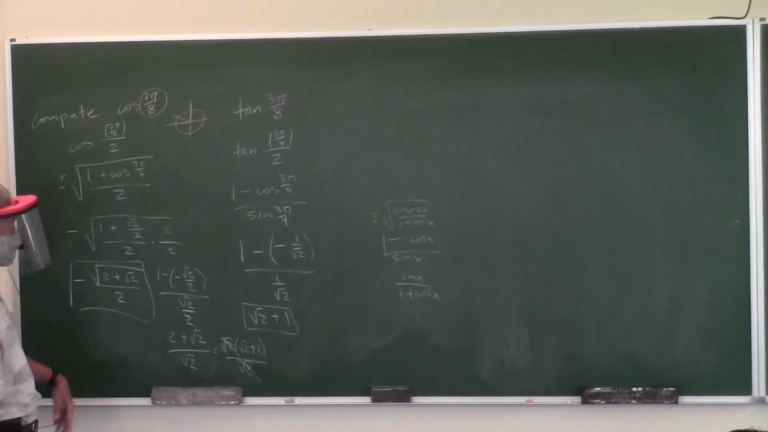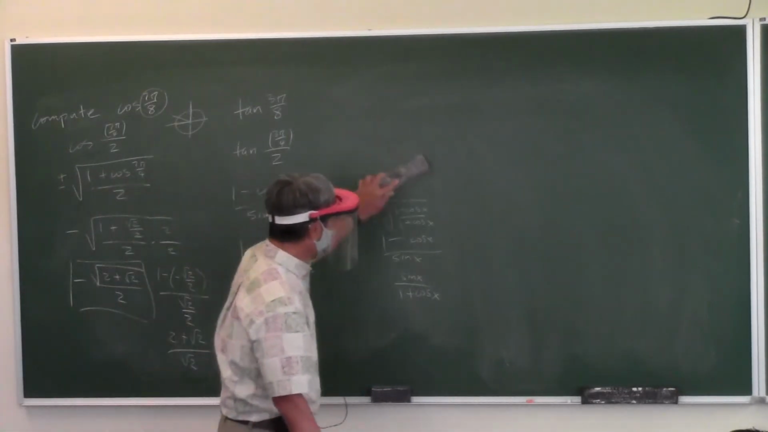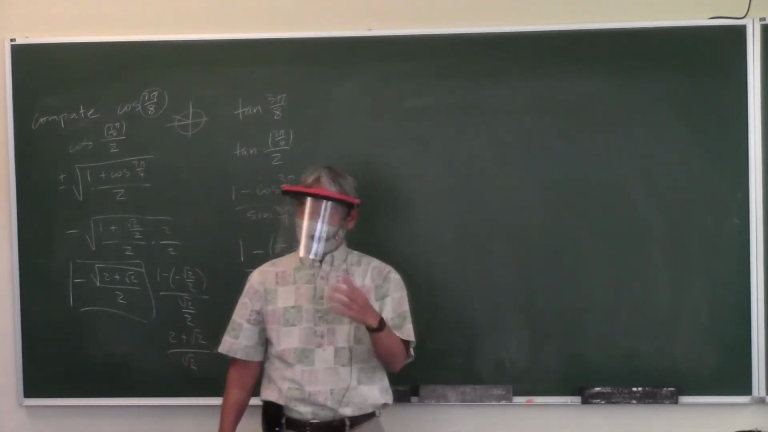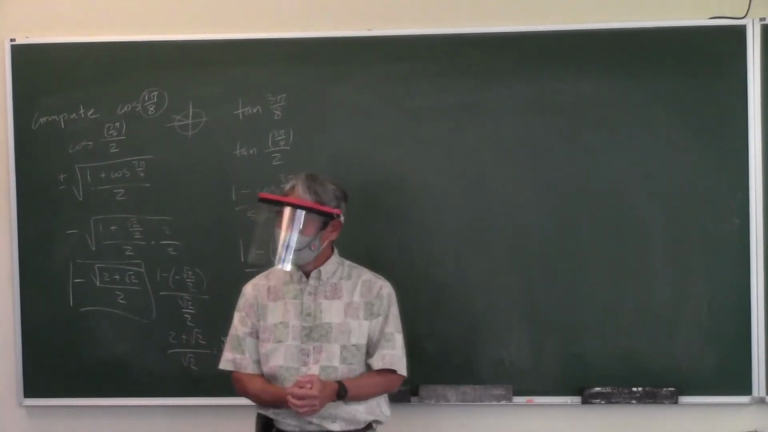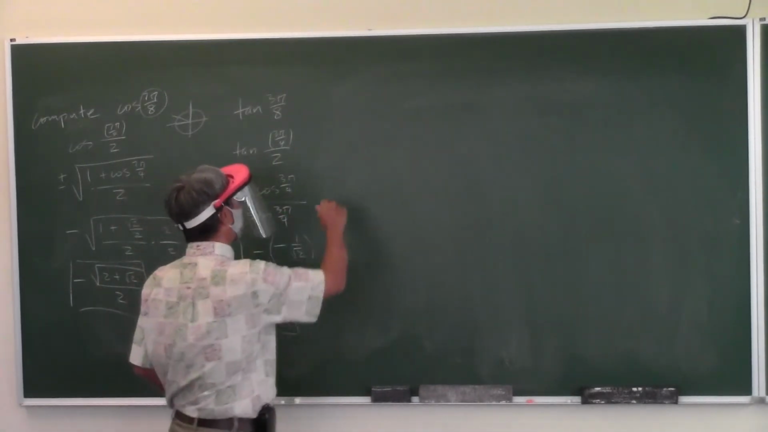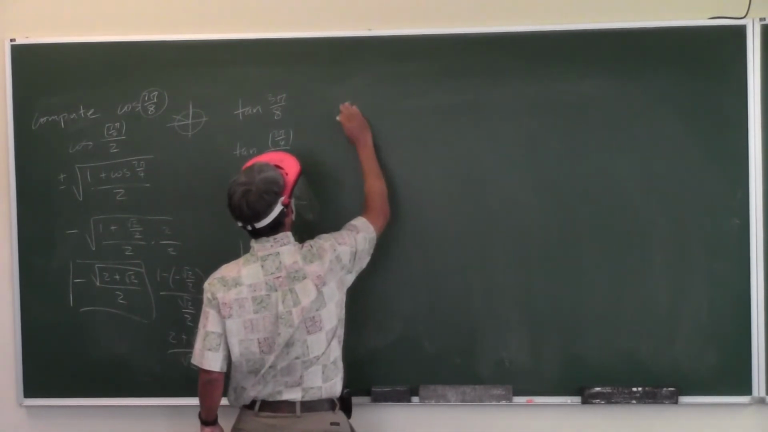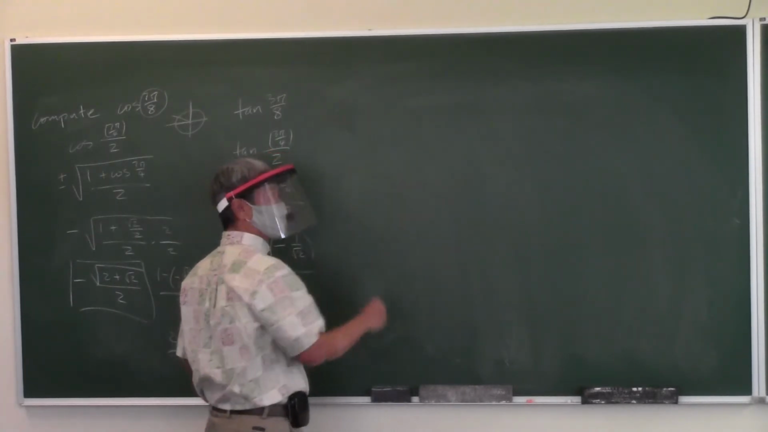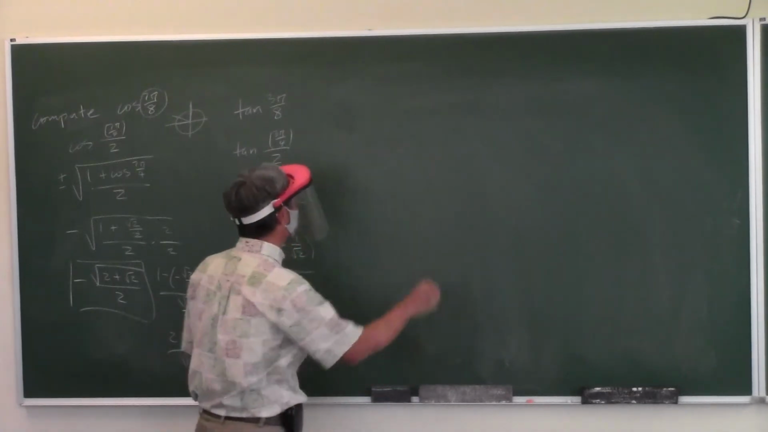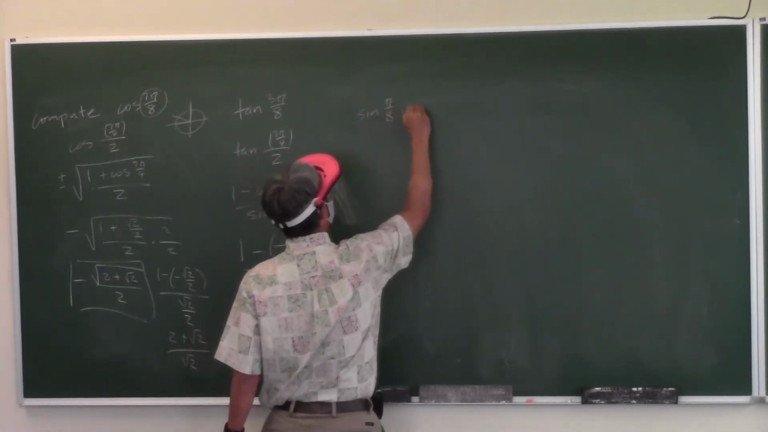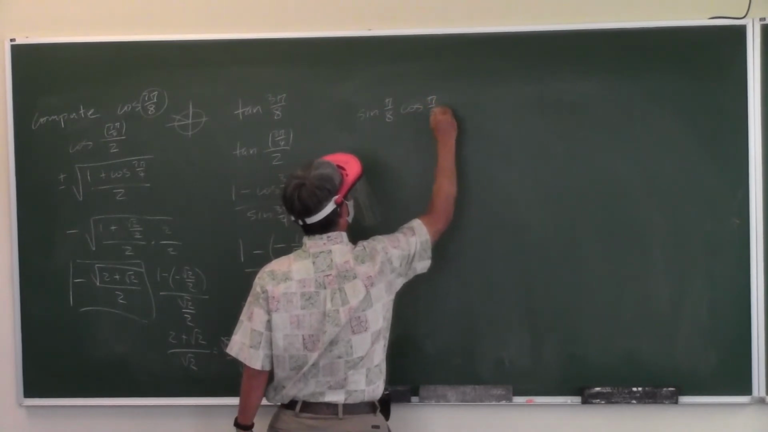Okay, that's how we use half angle identities. What about double angle identities? Well, if you look over there, you gotta recognize your double angle identities. Okay, let's start off with an easy one. Compute the following. No, you know what? Let's just start with the harder one there. How about sine pi over 8 times cosine pi over 8?